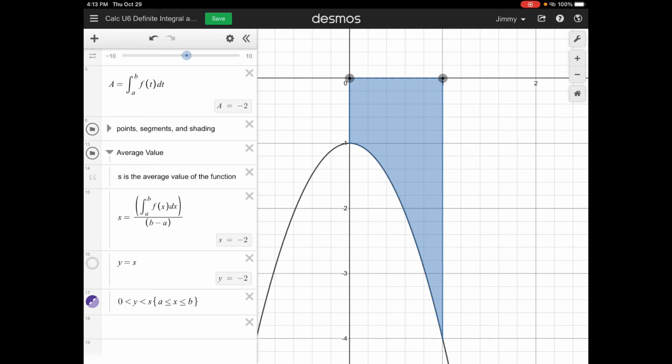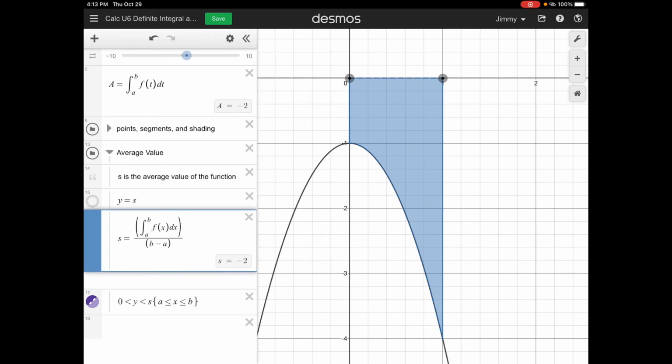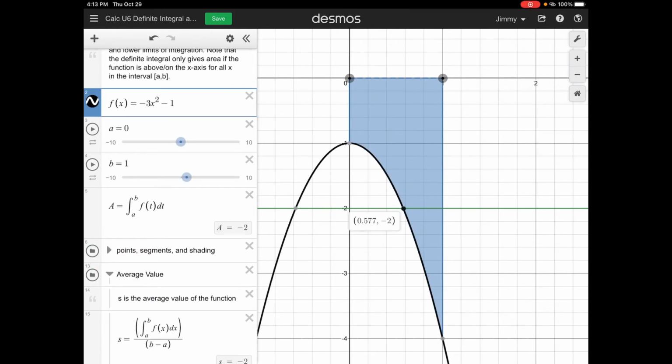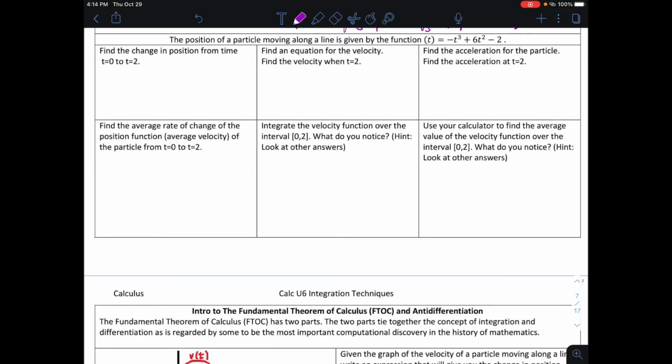All right, so now we're going to graph. We see that the integral, the area underneath the curve, is negative 2. The average value just happened to be negative 2 as well. The mean value theorem guarantees that somewhere between 0 and 1, the function that we're finding the area underneath the curve of will equal that average value. And so I graph that line and see where they intersect. They intersect at 0.577, which is equivalent to 1 divided by the square root of 3. All right, let's look at this next example here.